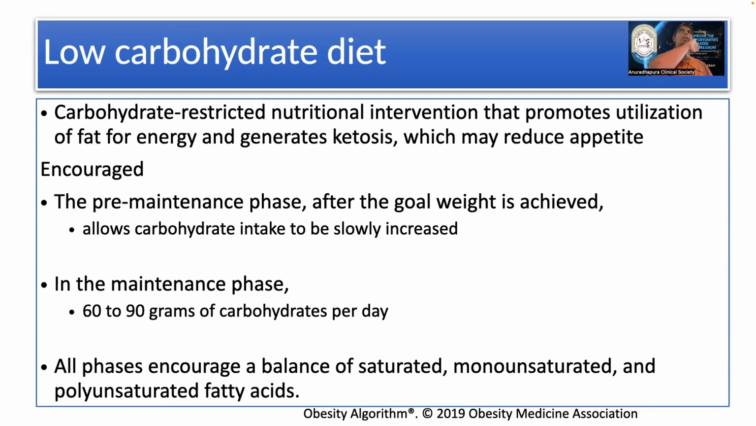So first we have to achieve the weight loss goal without any carb. Then we can slowly increase the carb intake only up to 3 cups of rice per day. And all phases should have saturated, monounsaturated, and polyunsaturated fatty acids. What are those saturated, monounsaturated, and polyunsaturated fats?